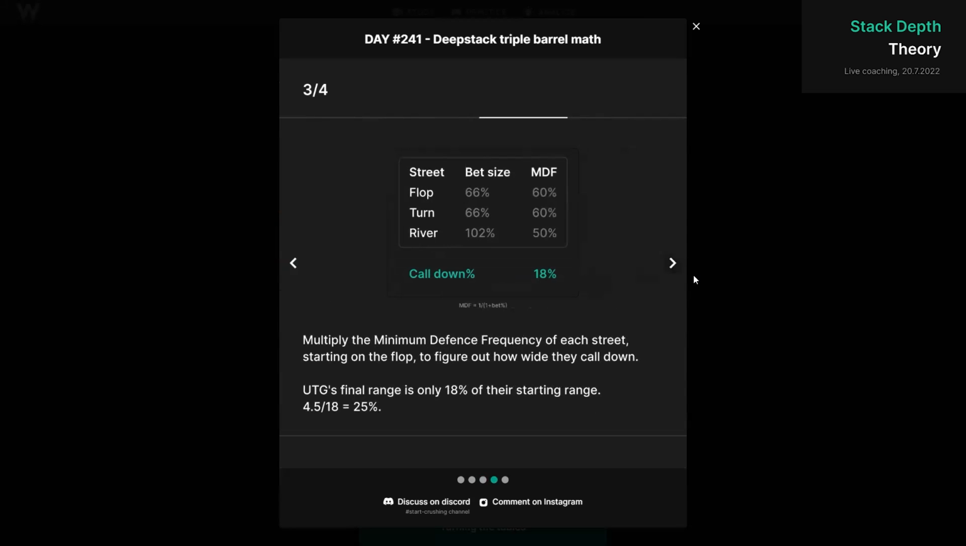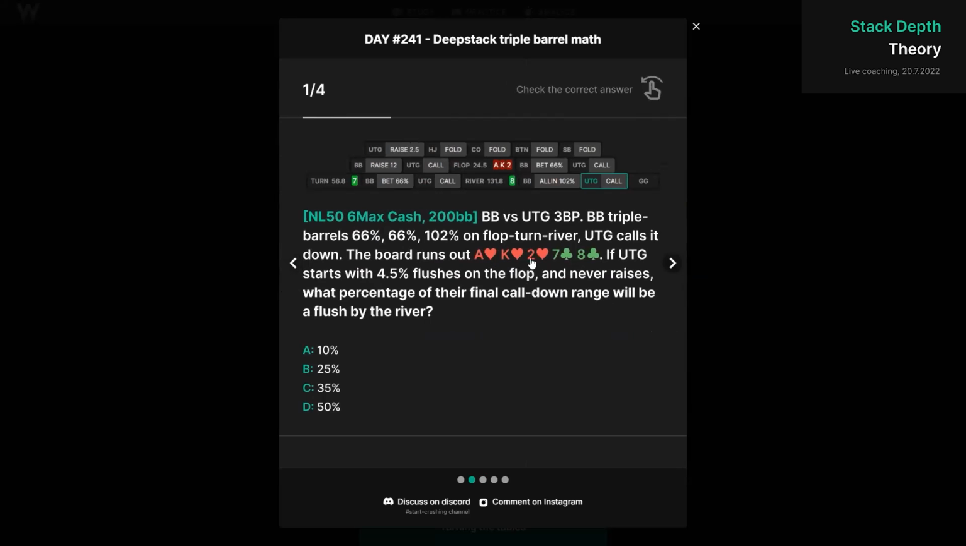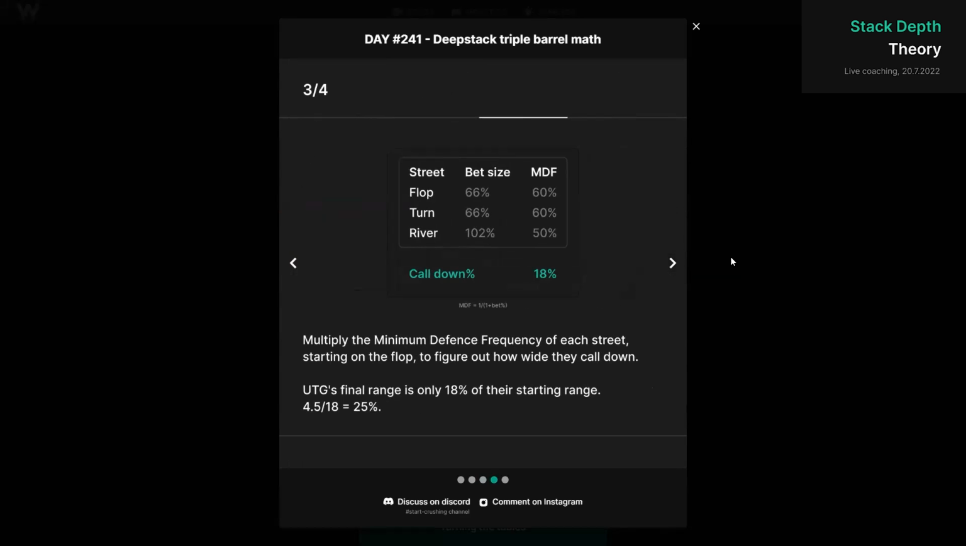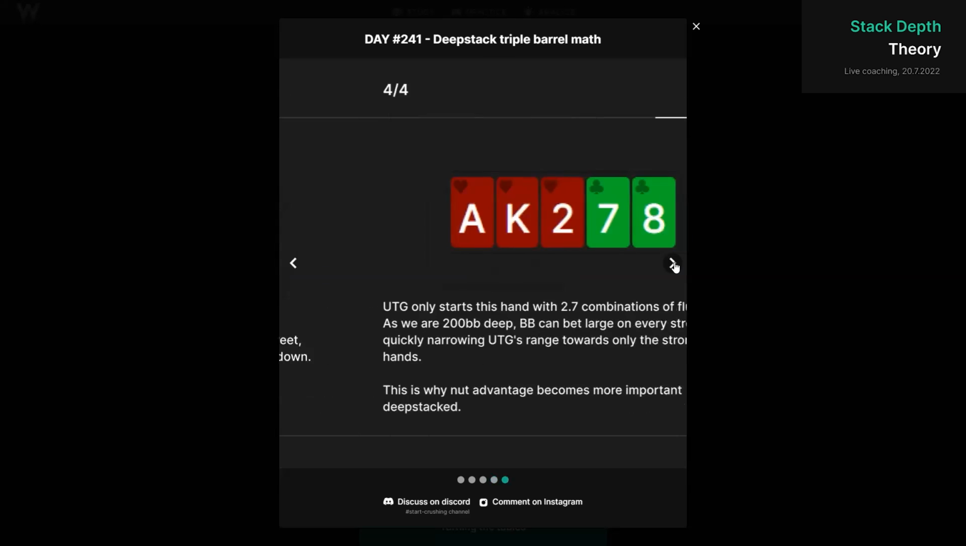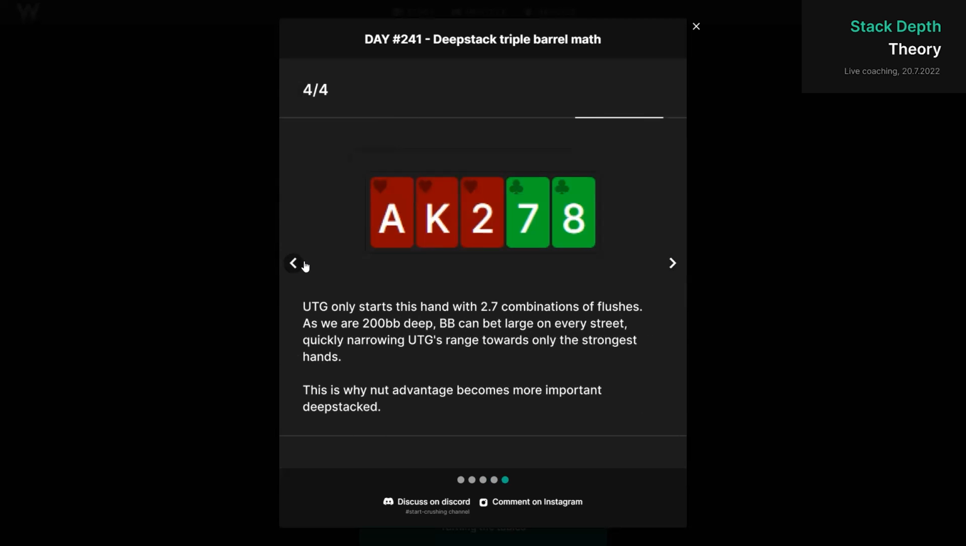The way you can solve this one is just by simply using MDF. So firstly, in position isn't really going to be raising a whole lot at any point throughout this tree. So they retain all of their flushes from flop to showdown. They started with 4.5%. And so the way to calculate this is just to calculate the minimum defense frequency on each street and multiply those out. So about 18% of their starting range. Under the gun's final range is only 18% of their starting range, sorry. And so you end up with 25% flushes.